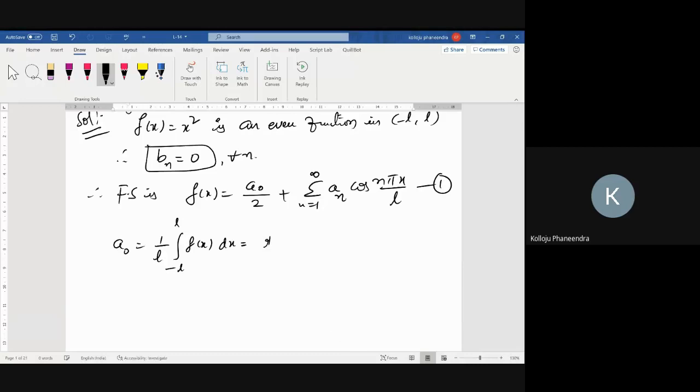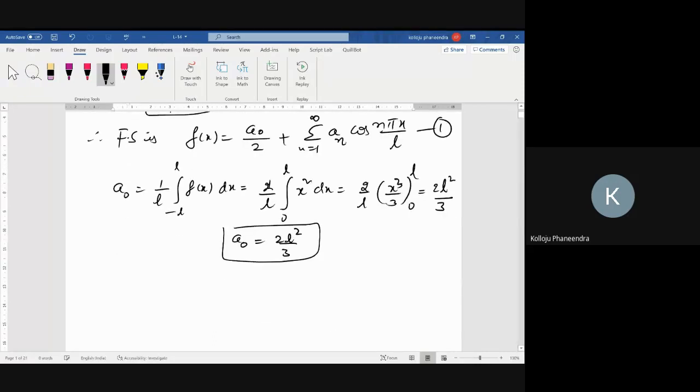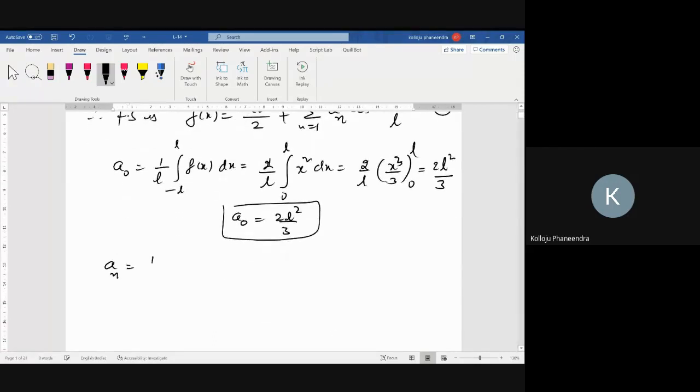That is equal to 2 by L. Since it is an even function, I can write 2 by L, integral of x square dx. So 2 by L, x cube by 3, from 0 to L. L gets cancelled. A naught value is 2L square by 3.